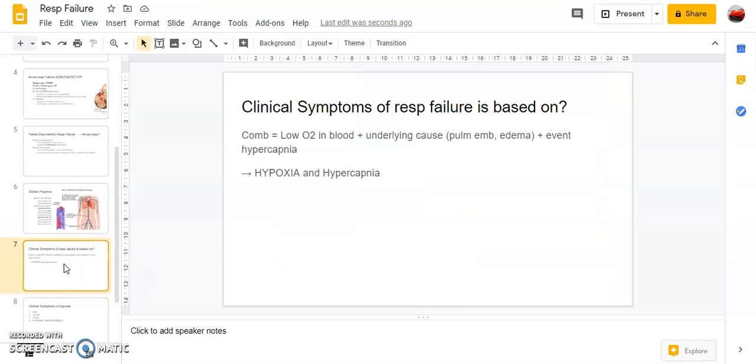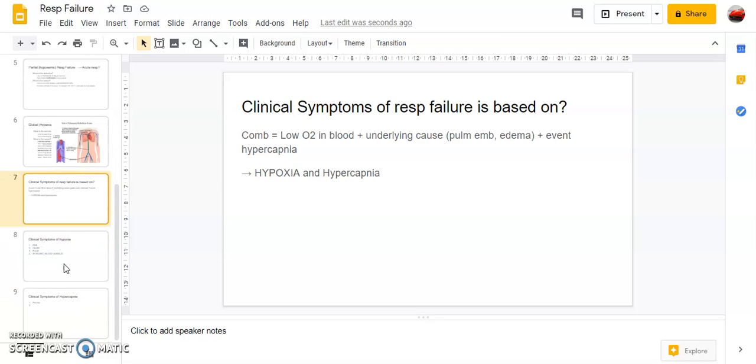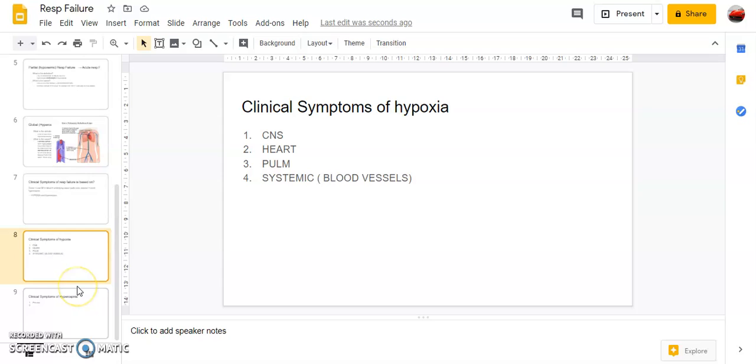The clinical symptoms are many. Respiratory failure is not a very simple thing. It's a combo of low O2, high CO2, and depending on whether it's chronic or acute, and on the respiratory disease. So if you're having pulmonary embolism, the symptoms are a bit different from those you might have with pulmonary edema. That's the key that you need to know, that it can be a bit different.